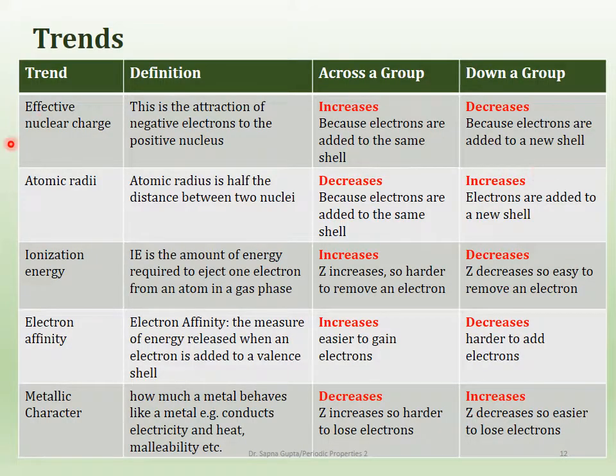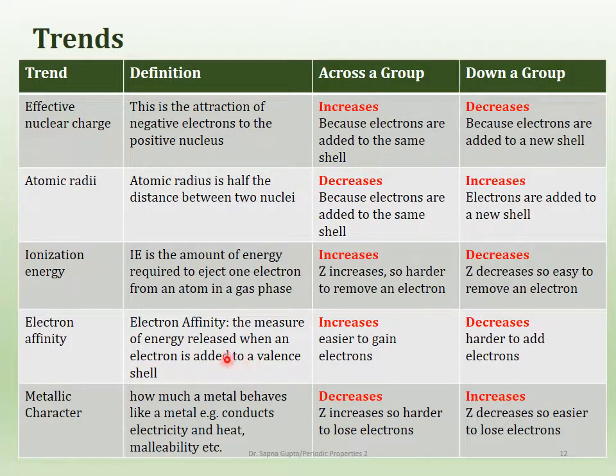So here is a chart for you, which is all the trends in one table for you. So effective nuclear charge, again, this is the definition. It increases across a group and it decreases as you go down the group. Atomic radii, distance between two nuclei, it decreases as you go across the group, increases as you go down. Ionization energy, amount of energy required to eject an electron, remove an electron. It increases as you go across, decreases as you go down.